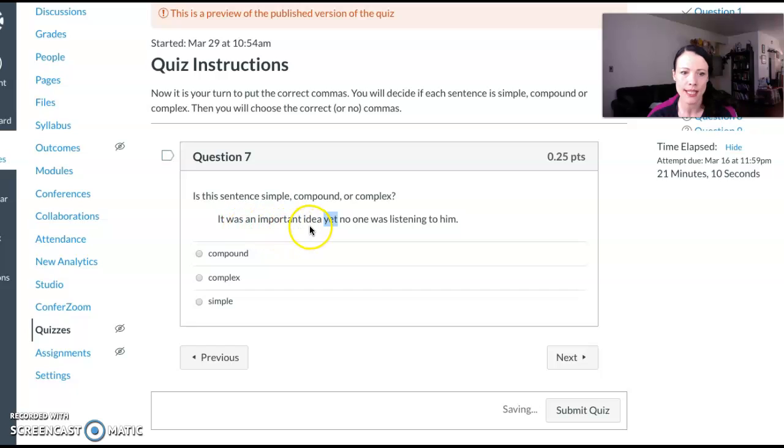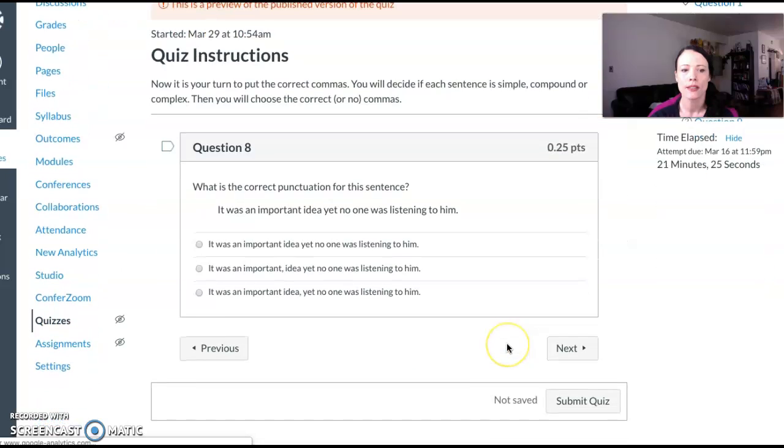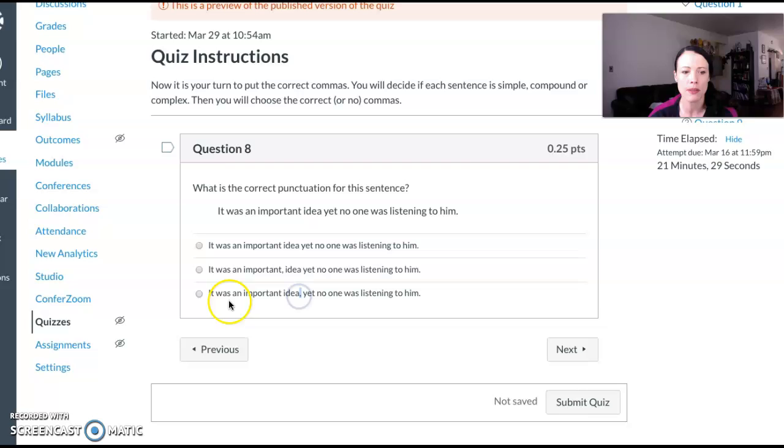It was an important idea. Yep, subject verb. No one was listening. Yep, subject verb. This is a compound sentence. Compound sentences always have the same comma right before the conjunction.